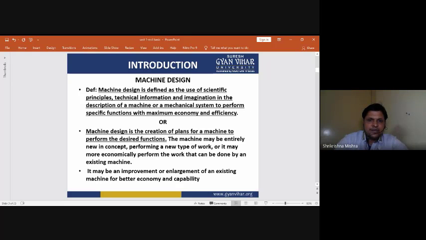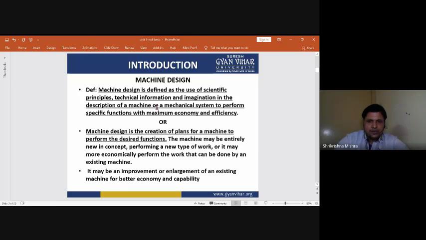The name of the subject is machine design. So we should know what is machine design. Machine design is defined as the use of scientific principles, technical information, and imagination in the description of a machine or a mechanical system to perform specific functions with maximum economy and efficiency. In other words, we can say machine design is the creation of plans for a machine to perform the desired function.